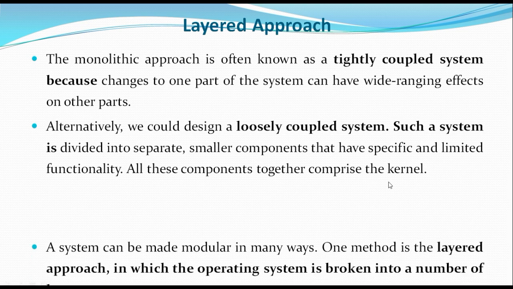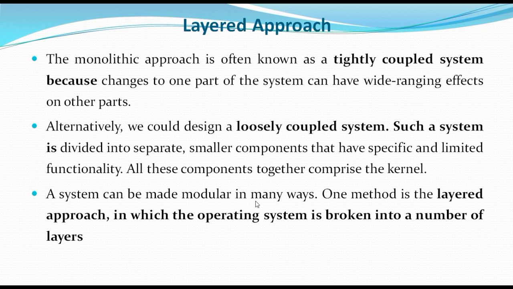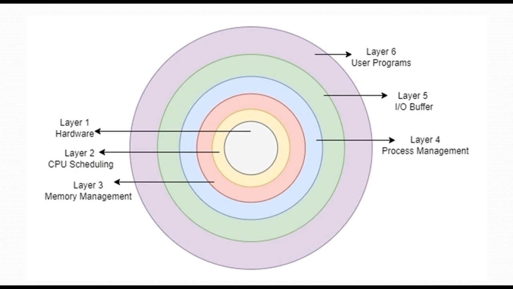A system can be made modular in many ways. One method is the layered approach, in which the operating system is broken into a number of layers. The main advantage of the layered approach is simplicity of construction and debugging. Now you can see this figure. This figure is a layered operating system. So individual layers can be constructed and easily debugged wherever we find the error.